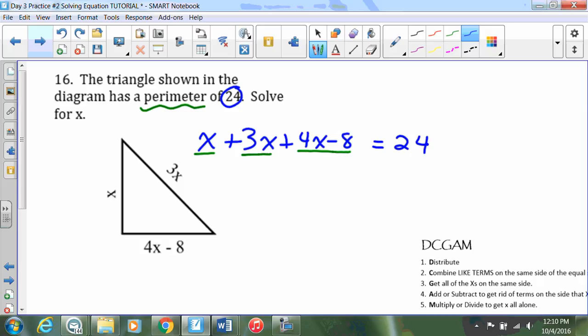Then we're going to remember DC-GAM. We can't distribute. We can combine like terms. So here I've got 3X plus 4X. So let's see, 3X plus 4X makes 7X altogether.